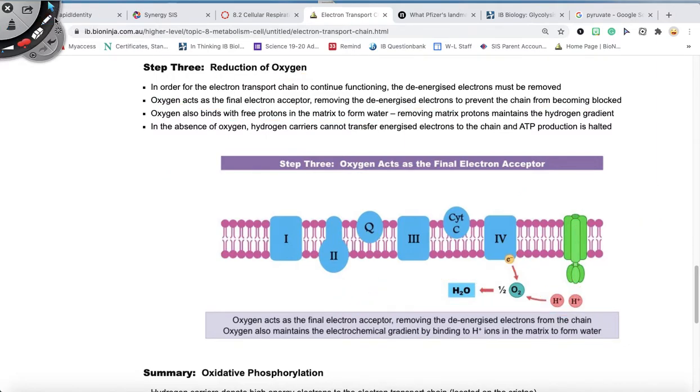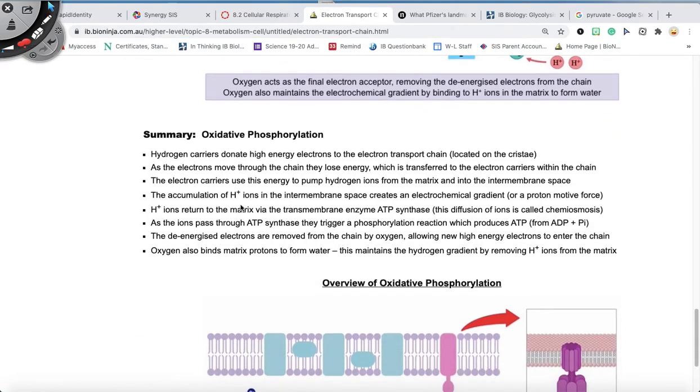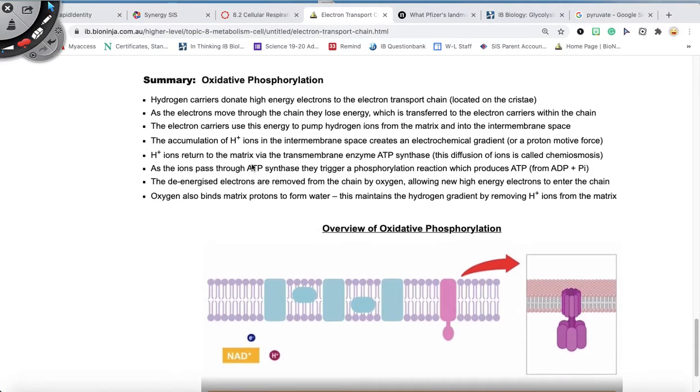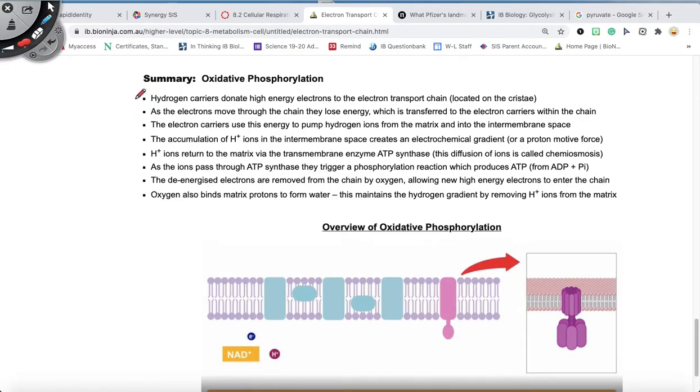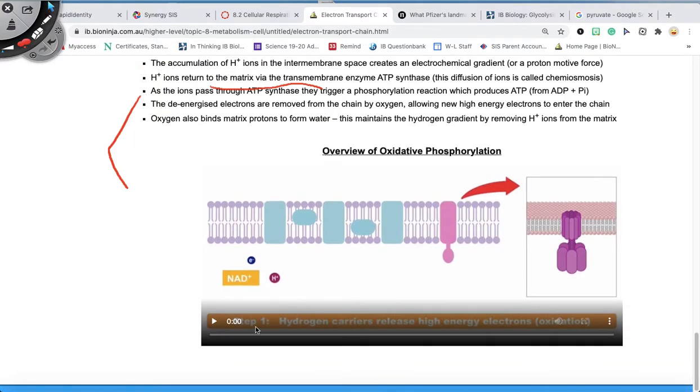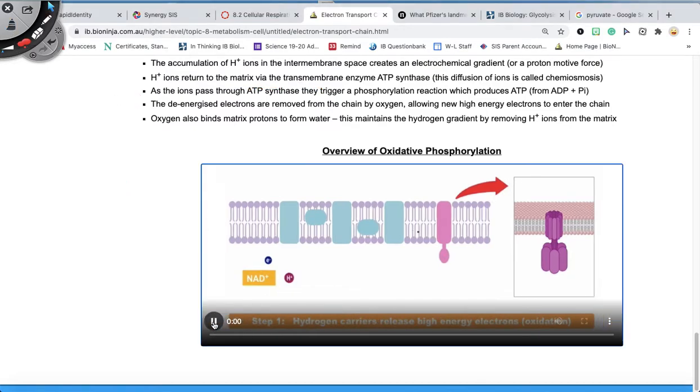Make sure that you review this. Here's a good summary of oxidative phosphorylation. Reviewing the summary in distinct steps like this is very helpful because if there is ever a short answer question on a test to explain oxidative phosphorylation, then you have this as a concrete guide. There is also a nice little video here that you should watch that shows you the overview of oxidative phosphorylation. It's also very helpful to watch these videos. I'm actually going to play it right now because why not? Here it is.